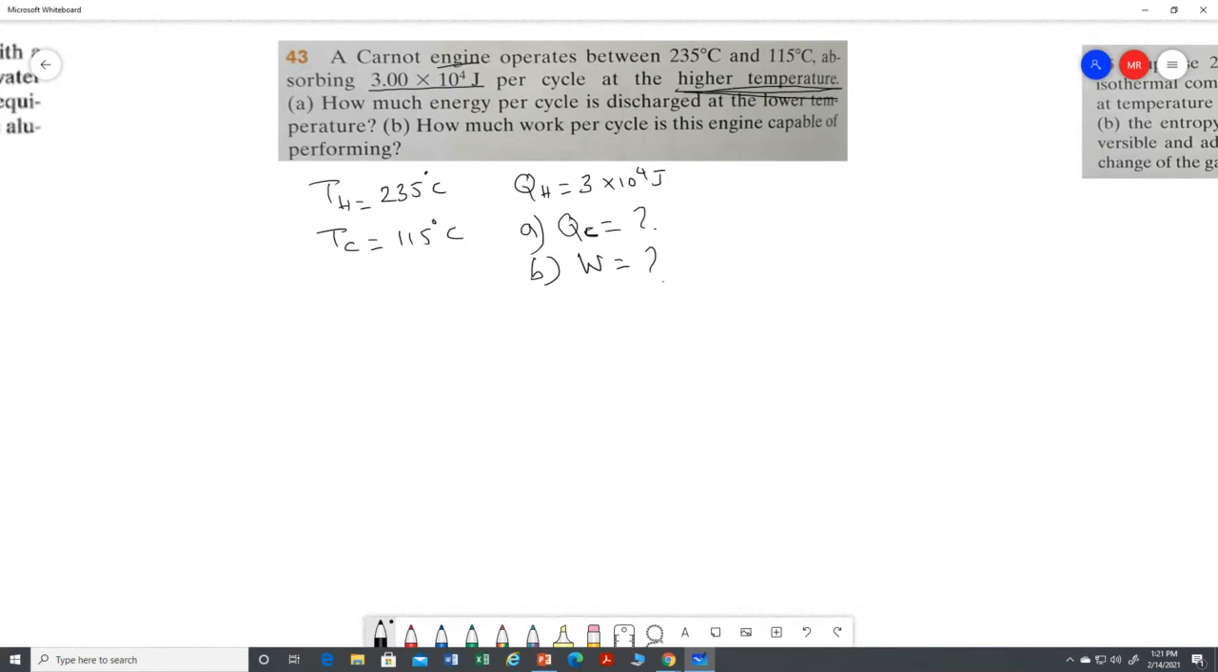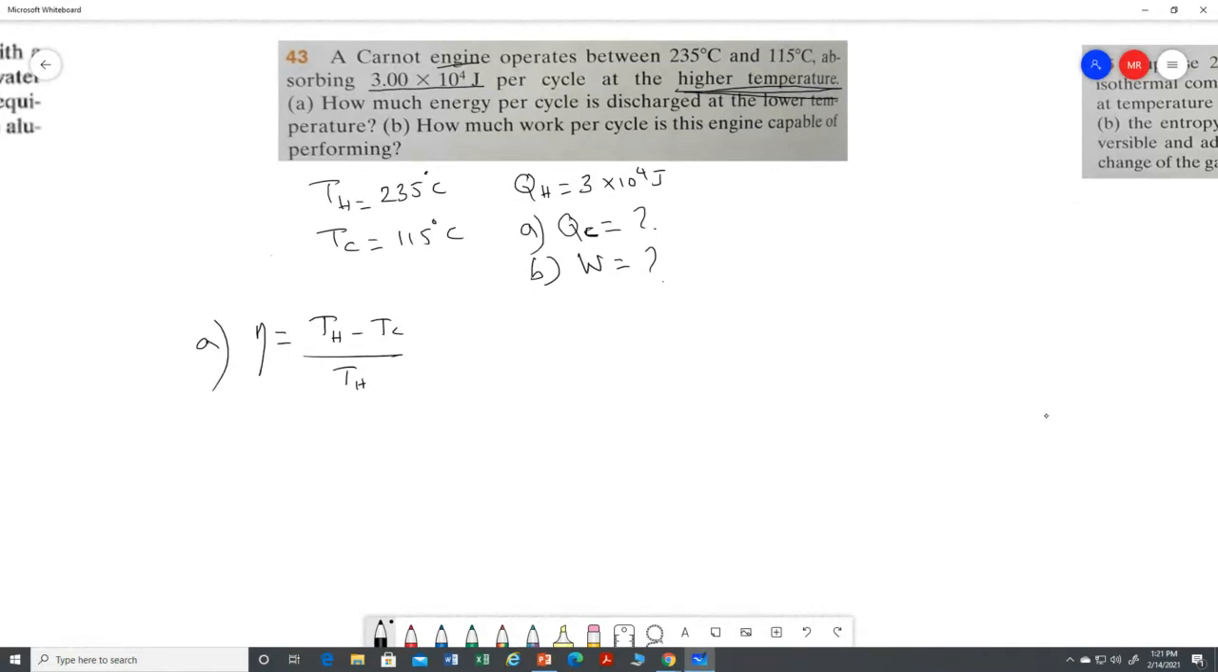Okay, now again, could you please recall the formula? This question is related with the engine. So what is the formula, my dear? Eta equals TH minus TC over TH. Am I right? Yes.